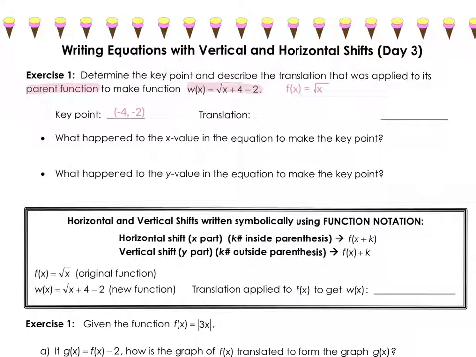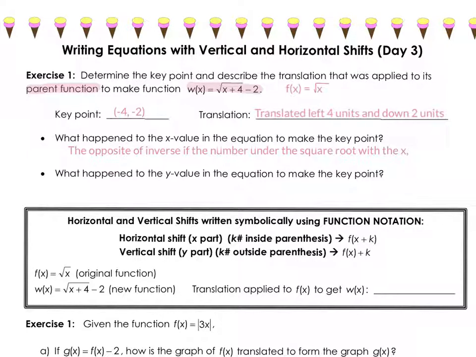So what translation was that? It was translated left 4 units and down 2 units. What happened to the x value in the equation to make the key point? Well, we already talked about this: it makes the opposite or inverse of the number that's under the square root with the x. So remember, it's always the opposite for the x. And then what happened to the y value in the equation to make the key point? Well, we can see that it's the same value as the number outside of the square root. So opposite for the x, same for the y.